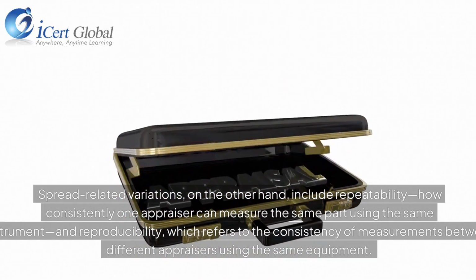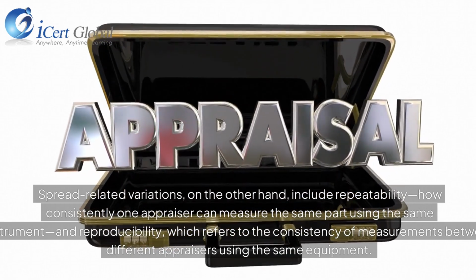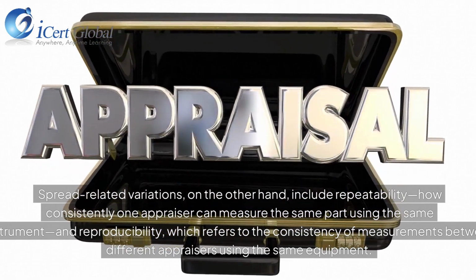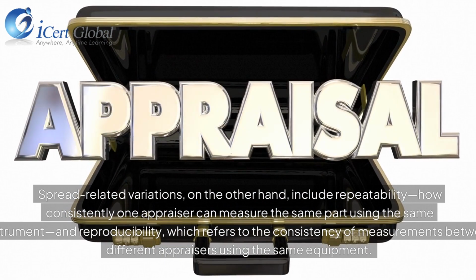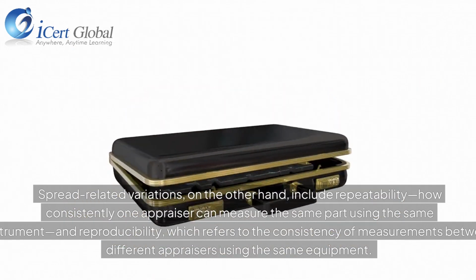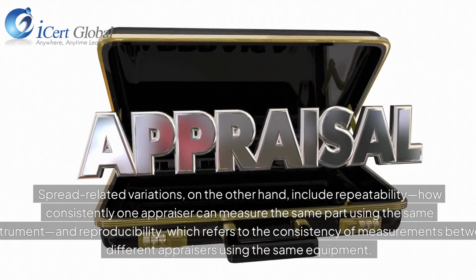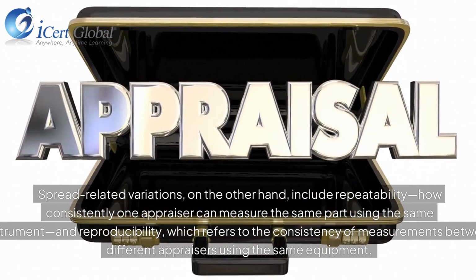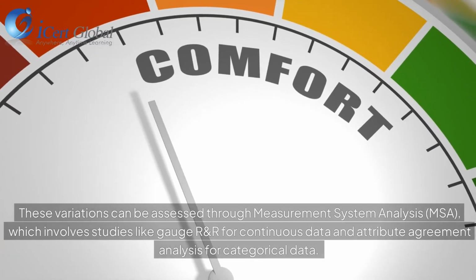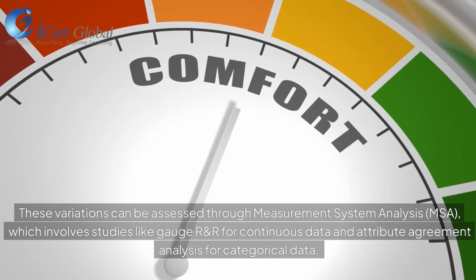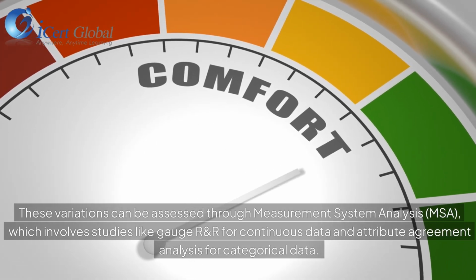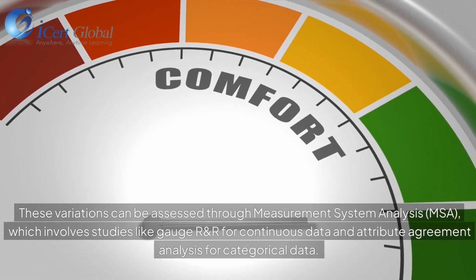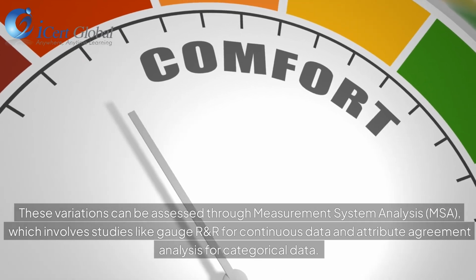Spread-related variations, on the other hand, include repeatability, how consistently one appraiser can measure the same part using the same instrument, and reproducibility, which refers to the consistency of measurements between different appraisers using the same equipment. These variations can be assessed through measurement system analysis, MSA, which involves studies like gauge R&R for continuous data and attribute agreement analysis for categorical data.